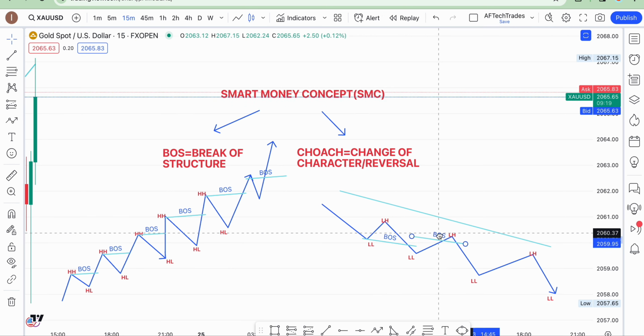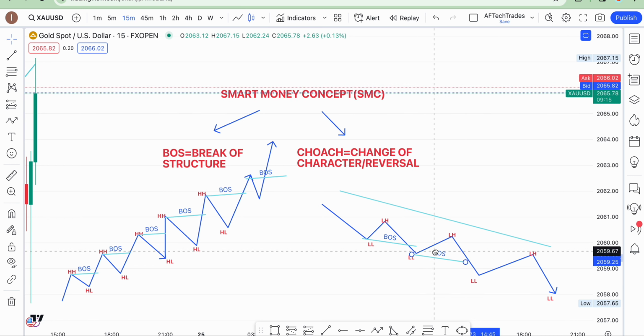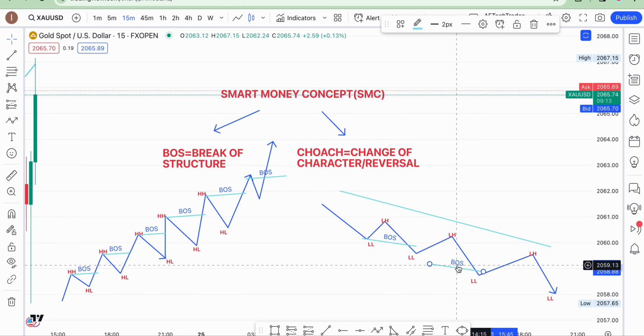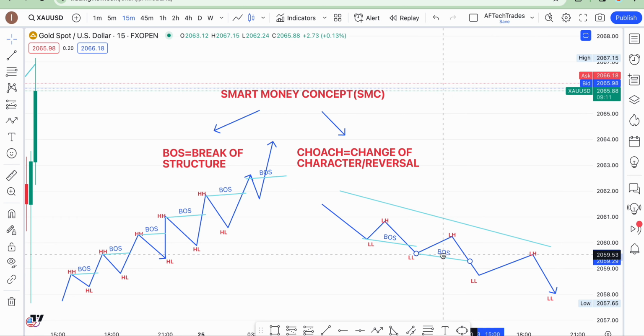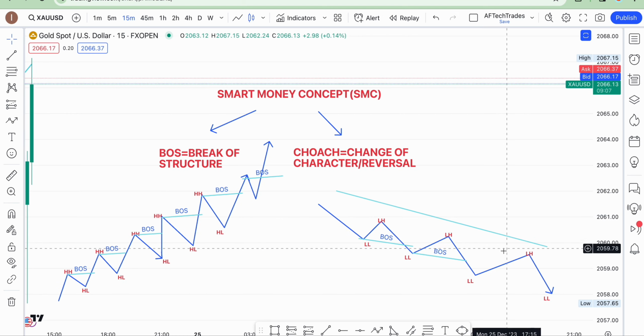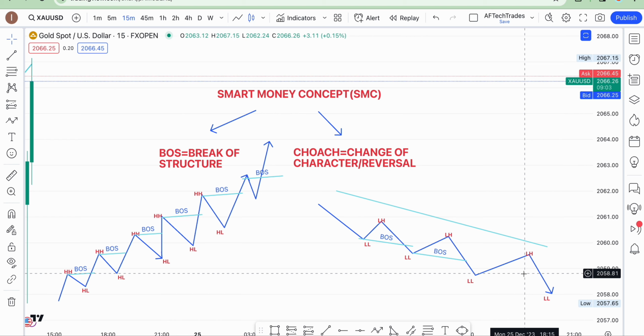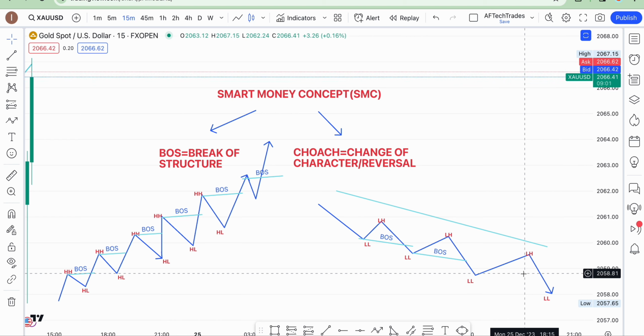Here, similarly, the same thing happens. In this place, this one came in and broke below here, so we have a break of structure here. That is how it will continue, except when we want to have a change of character.